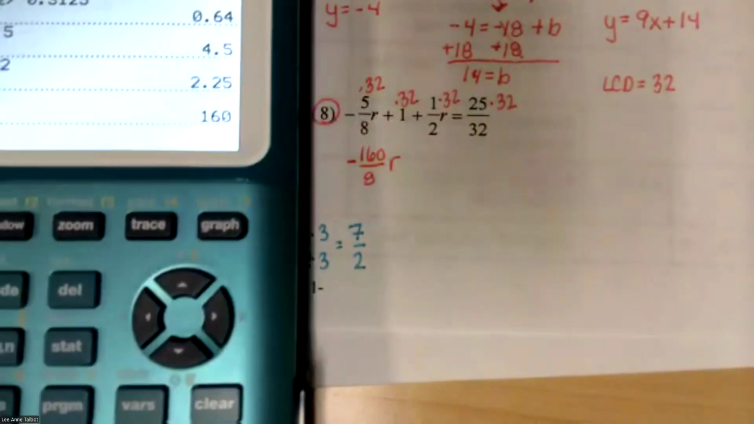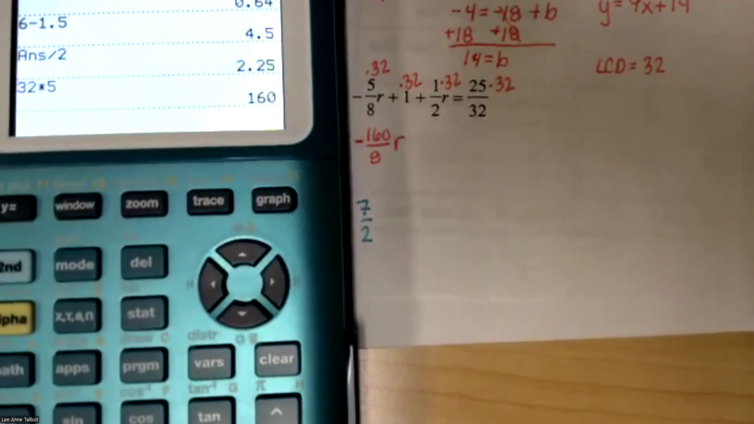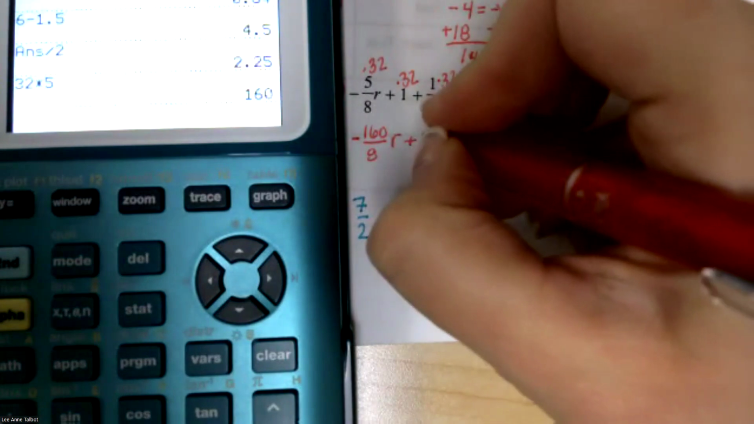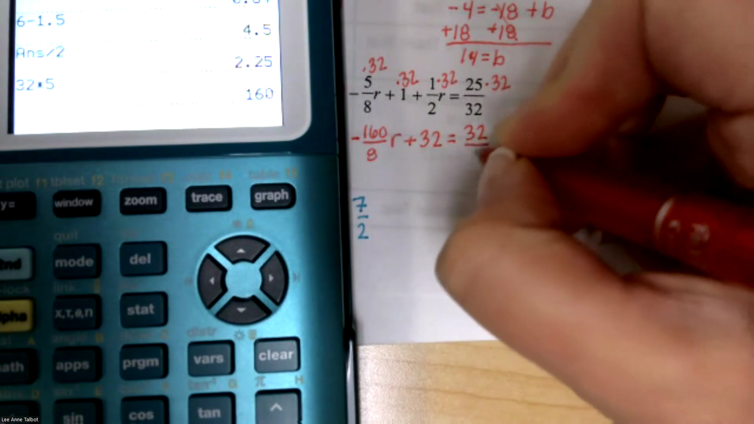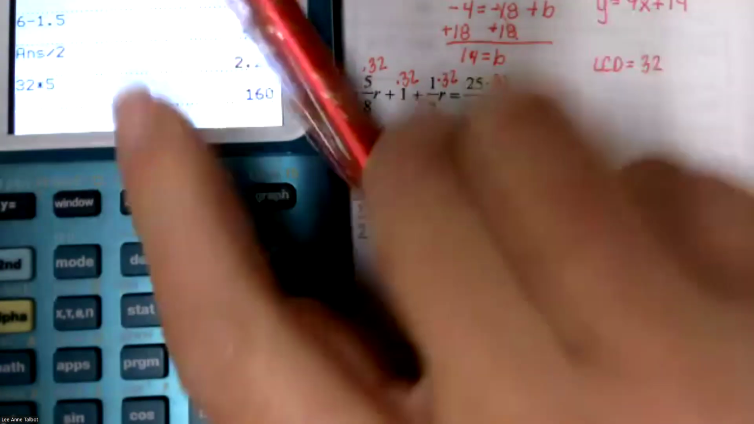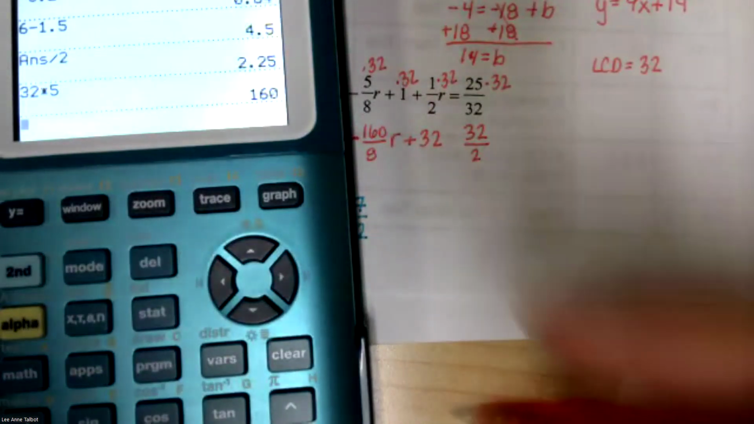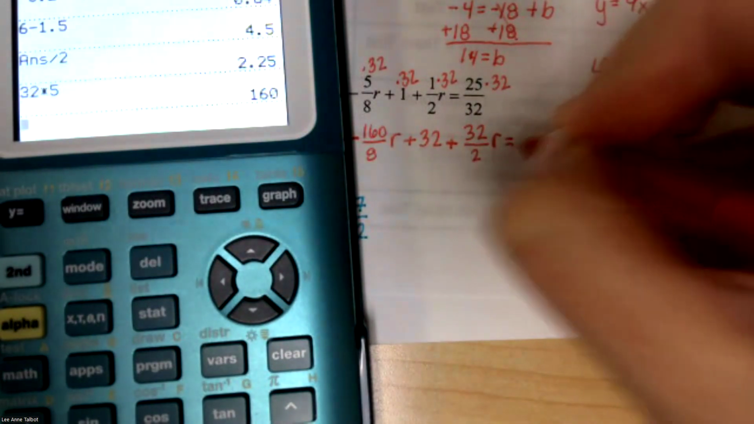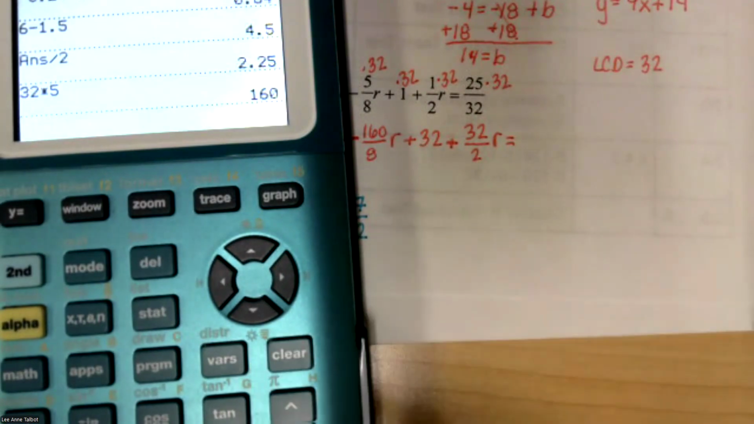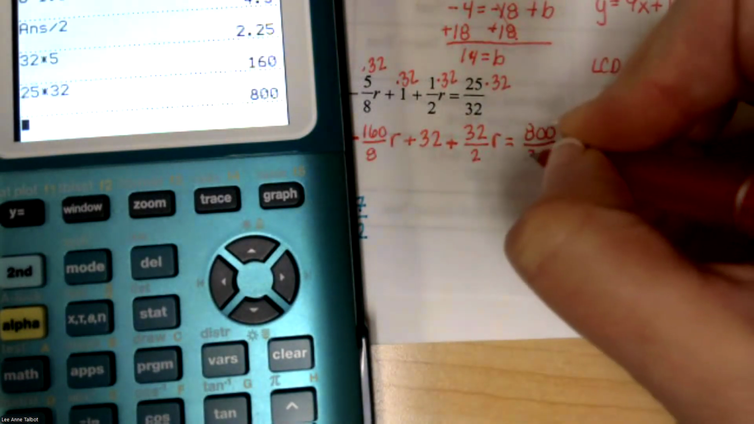Zoom in and actually see it. Okay, and 32 times 1 is 32. And 32 times 1 is 32, and it's over 2, and there's not an equals there. That's not an equals. Yep, but I found it. Plus, and there's an R on that one. Okay, and then 25 times 32 is 800 over 32.